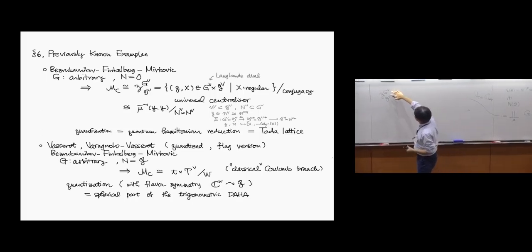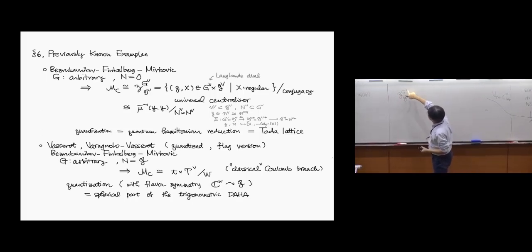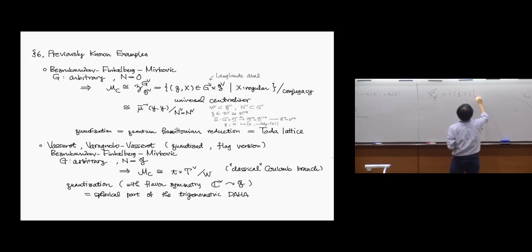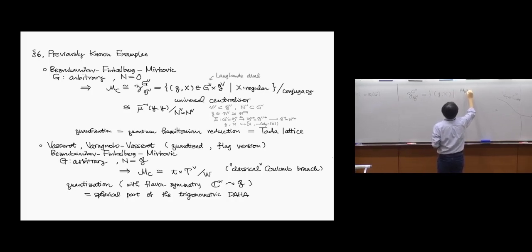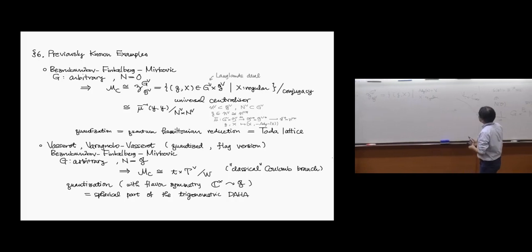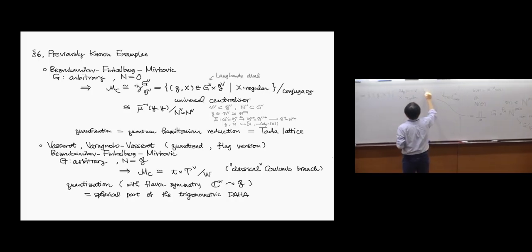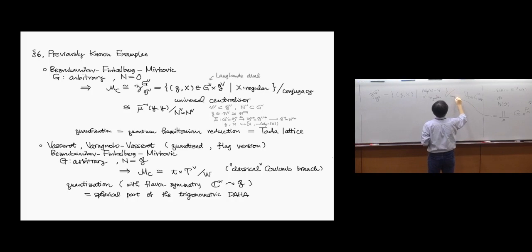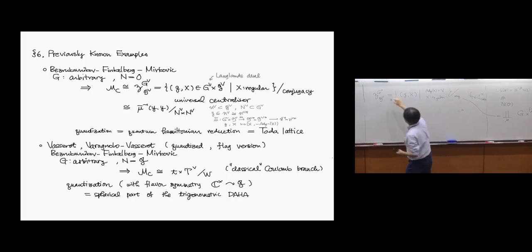There are two possibilities for the group: either take the group or the Lie algebra for the subscript. So there are four versions, but in this case it is a pair of g and x such that adjoint g of x is equal to x, and x is a regular element. And then take the simultaneous conjugation. This is the definition of the universal centralizer.